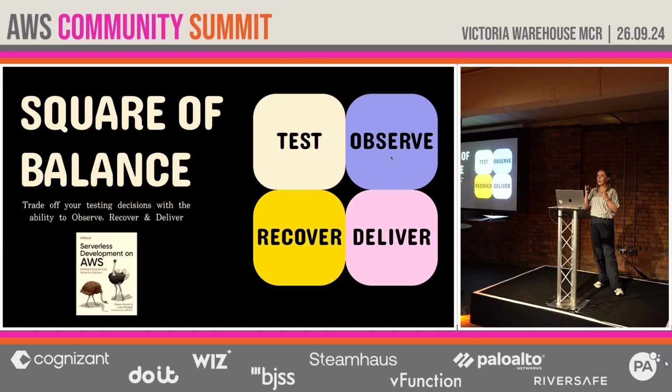So we've covered a lot on testing, but the square of balance is about trading this off with observing, recovery, and delivery. You can have 100% test coverage, you can test all those long-running processes, but then your ability to recover and deliver is going to go completely downhill, because if things go wrong, it could take you an hour to get things back into prod, and you want that to be much more snappy. So let's talk about those different trade-offs and what else you should consider.